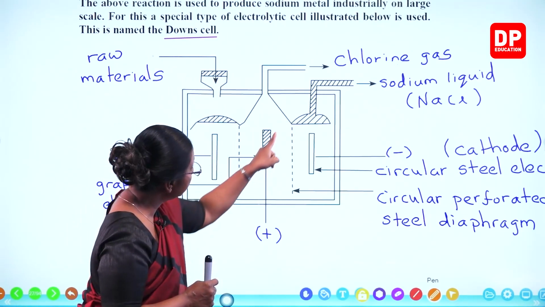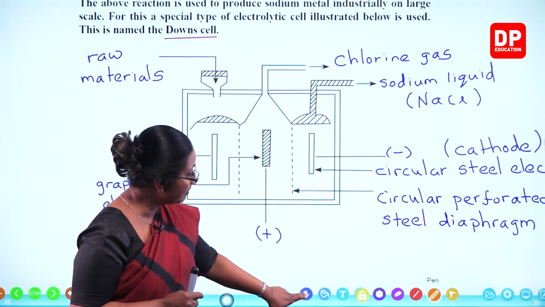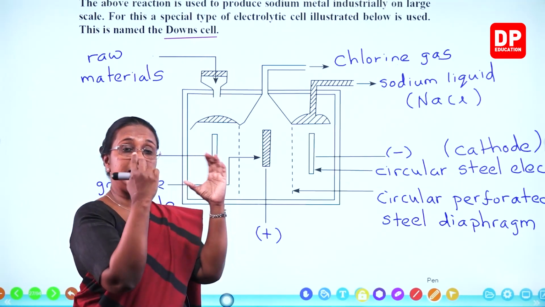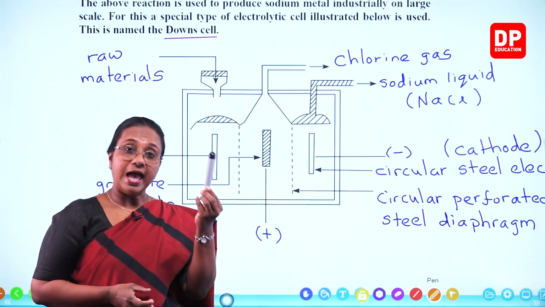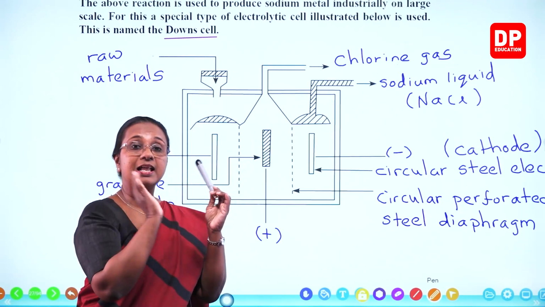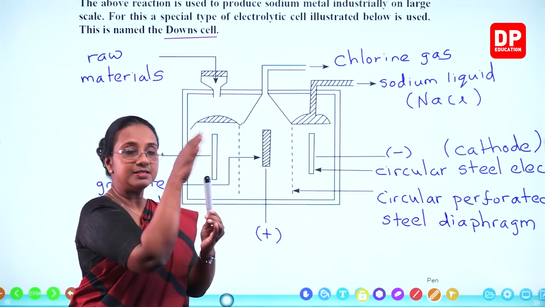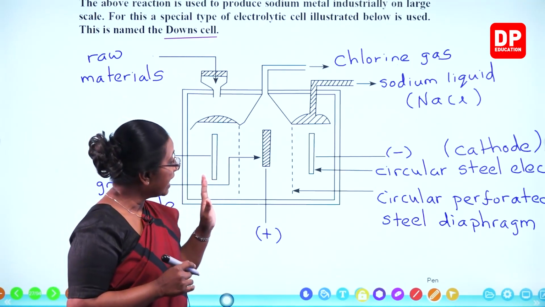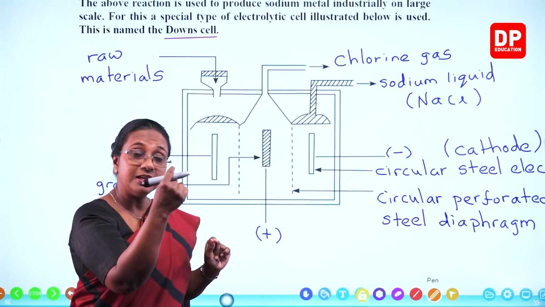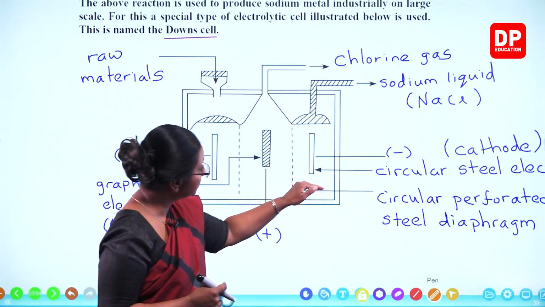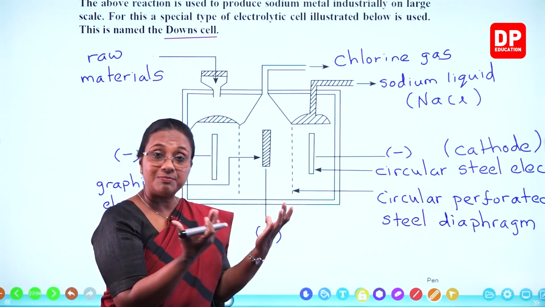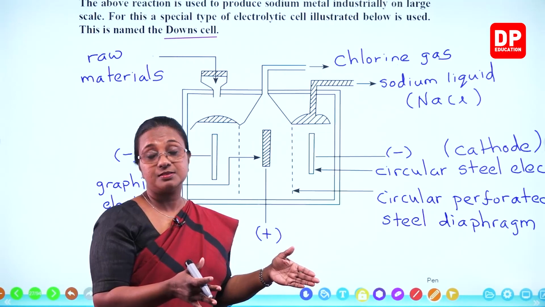Around that, you have these broken lines which I have labeled as circular perforated steel diaphragm. Now you have the anode in the middle. Around that, you have a circular structure, like a plate, not a cylinder. And that is perforated. You all know the meaning of perforated. There are holes in it, so that substances can move through it. That is why we don't have a complete plate, as it would block the substances from moving.